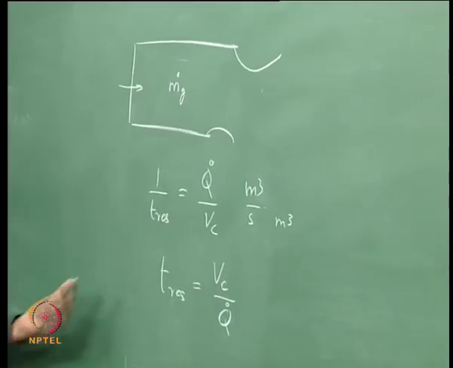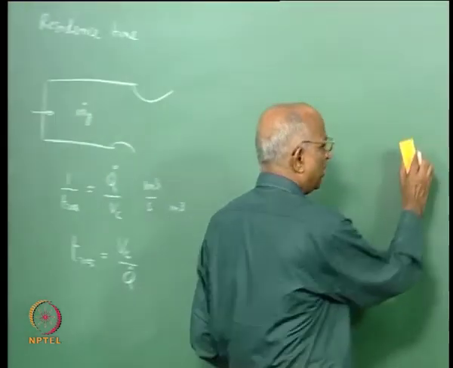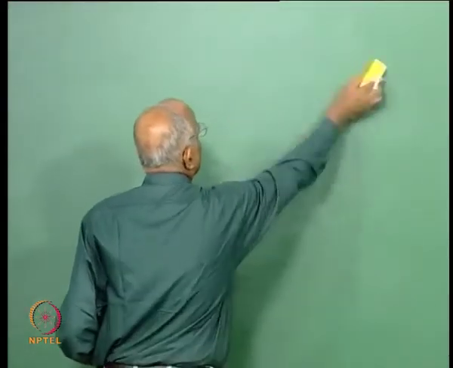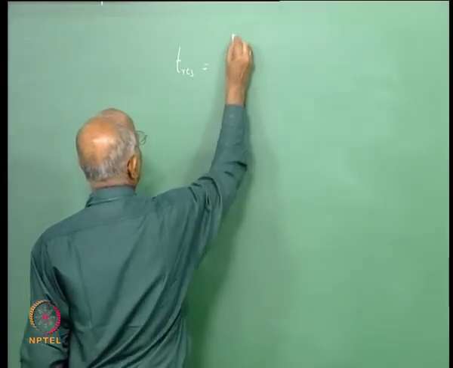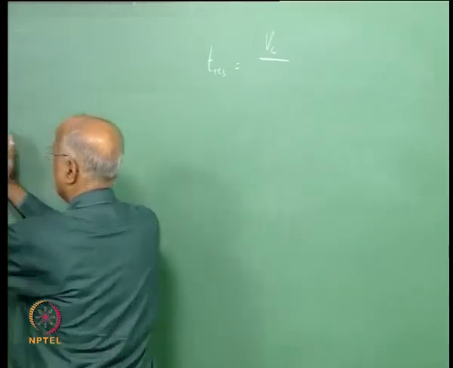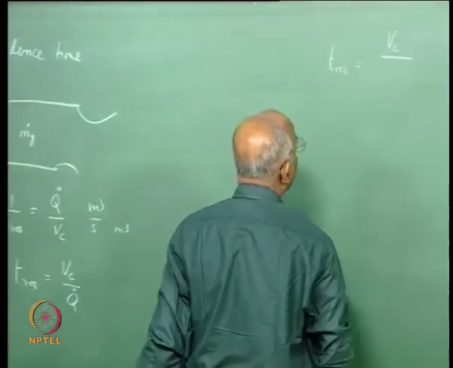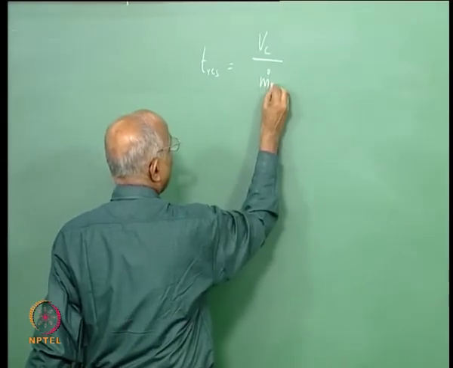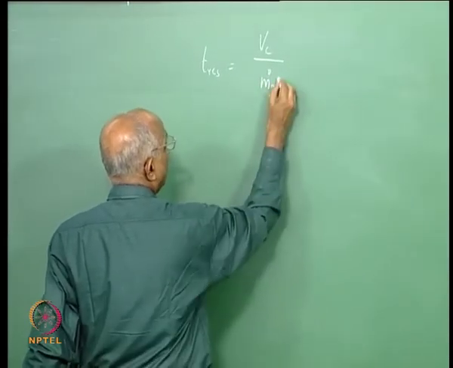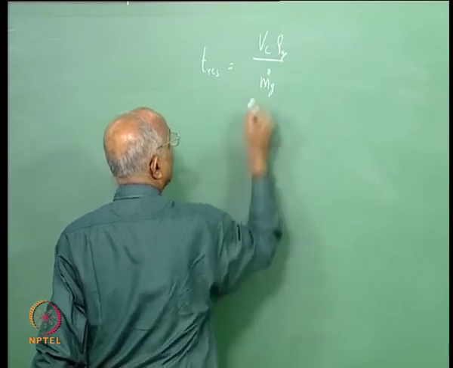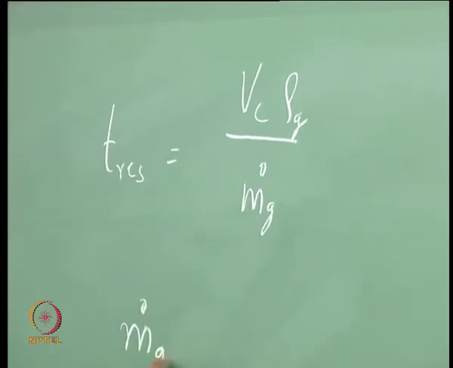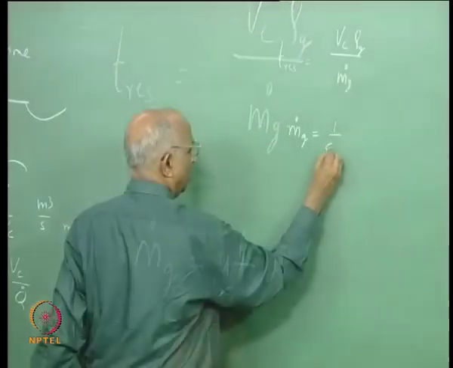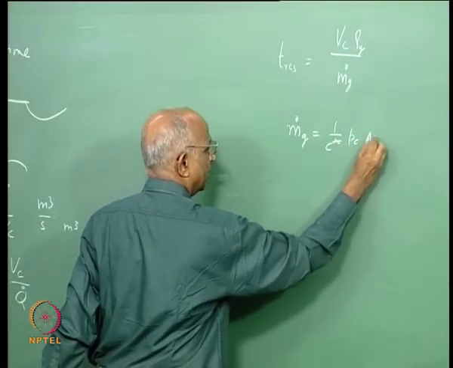I want to express this. How do I write this equation down? Let's put it down. T residence is equal to the volume of the chamber, by volume of the chamber I mean this is the volume over here, into the density, divided by the mass of the gases generated in the chamber. Now, can I write an expression for m dot g, what is generated? Whatever is generated goes out through the nozzle, 1 over C star into Pc At.